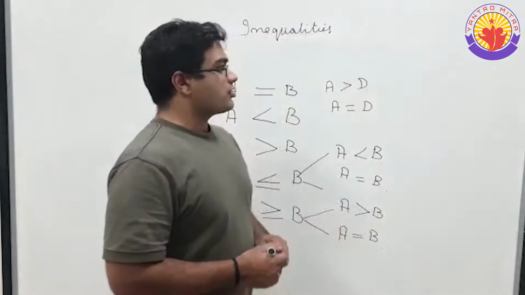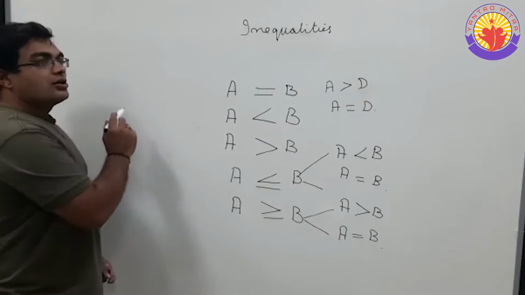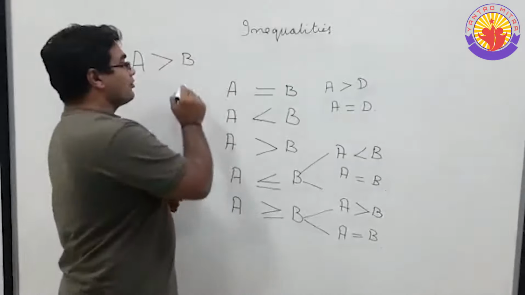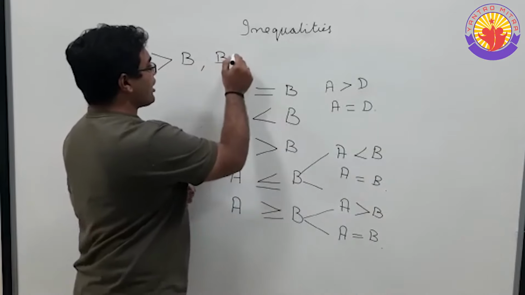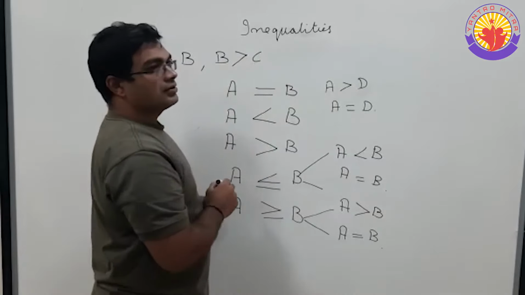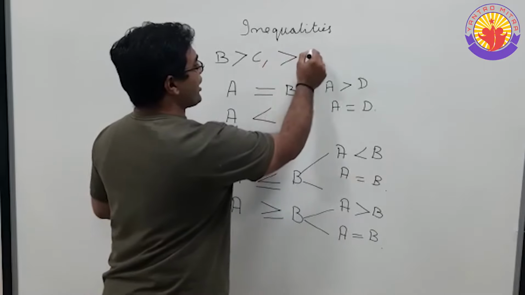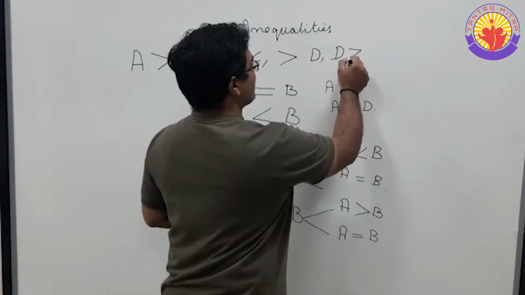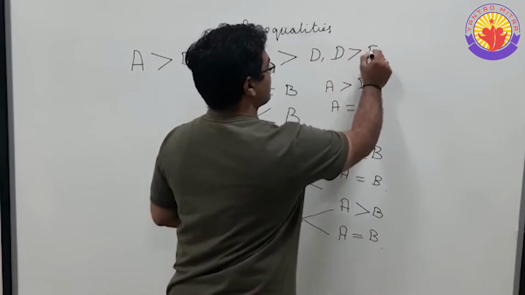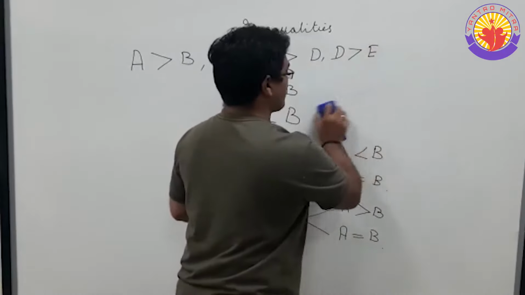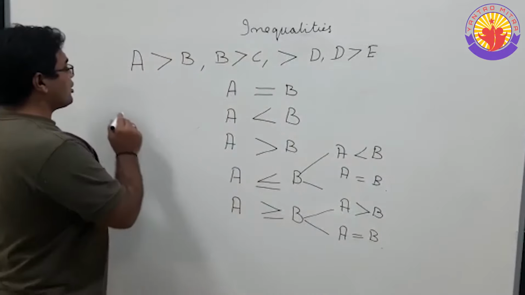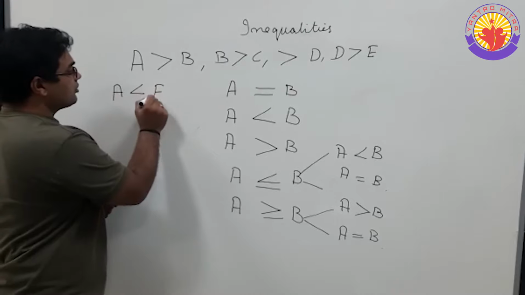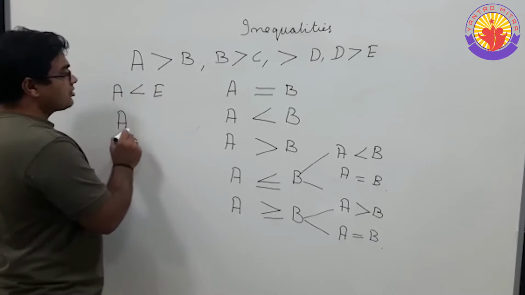So now, let us solve a few questions. If you have a question in the examination that says A is greater than B, B is greater than C, C is greater than D, and D is greater than E. Now find the relation. The statements say: first, A is smaller than E; second, A is greater than E.